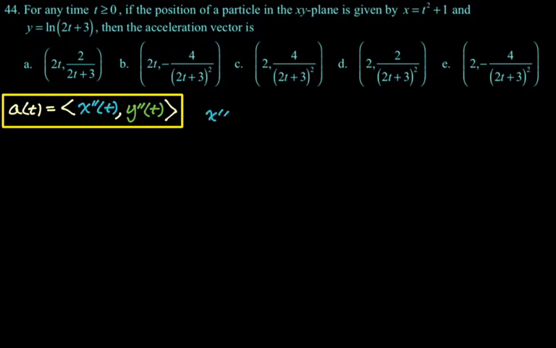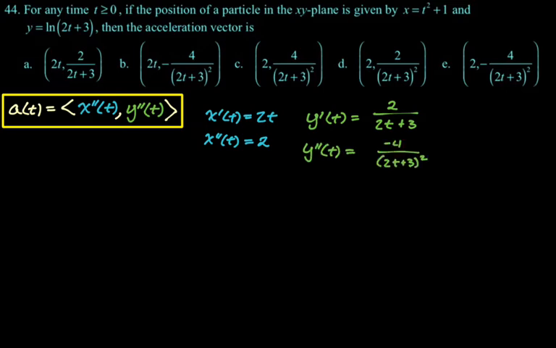So x prime is just 2t. So that makes x double prime 2. Y prime is going to be 1 over 2t plus 3 times 2. So y prime is 2 over 2t plus 3. Y double prime, I'm thinking of that as 2 times the quantity 2t plus 3 to the negative first. So that's going to be 2 times negative 1 and then 2 from the chain rule. So negative 4 and then to the negative second. But I'll write it as negative 4 over 2t plus 3 squared.